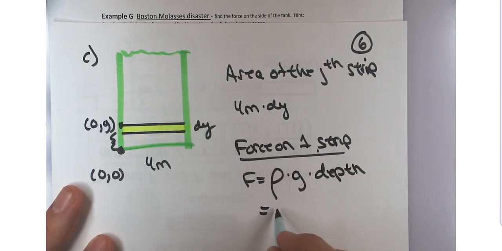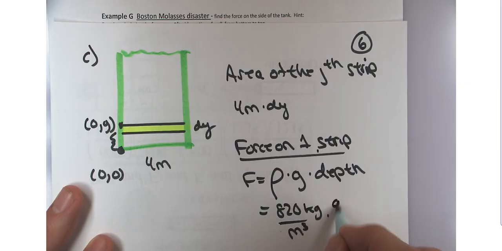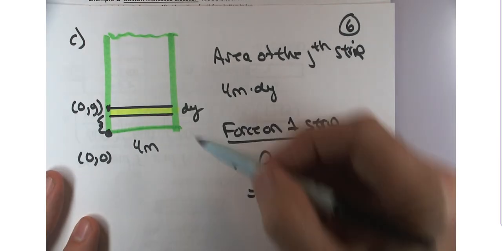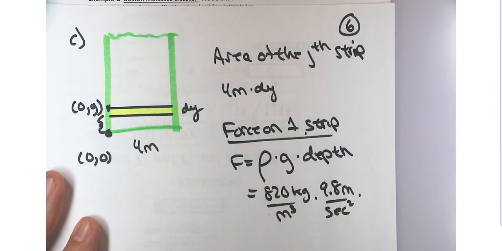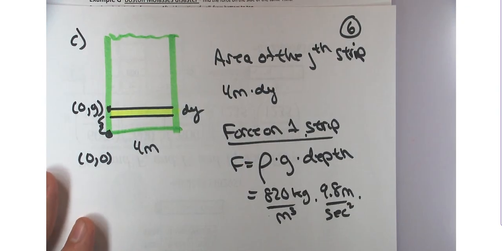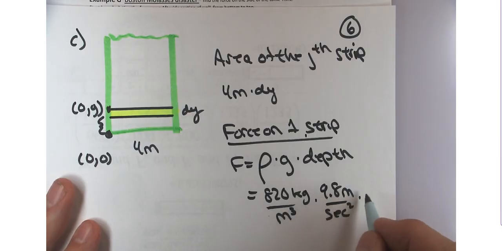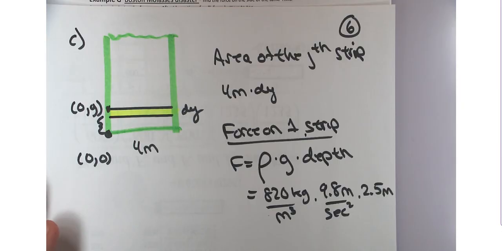That's going to be your 820 kilograms per cubic meter times 9.8 meters per second squared times the depth. And what's the depth going to be? 2.5 meters. So let's multiply all those together. I think we already did that, right? We got 20,090.